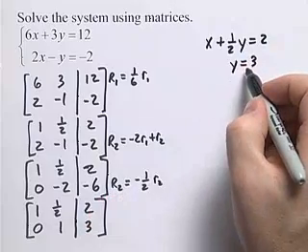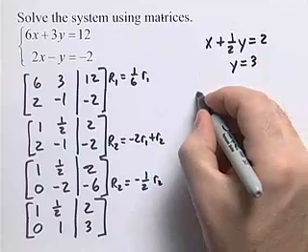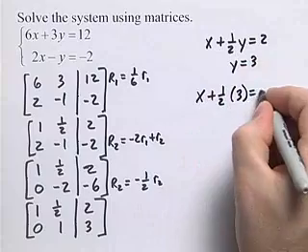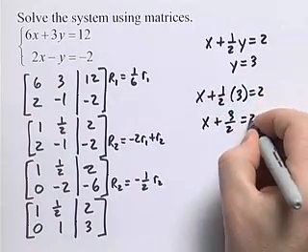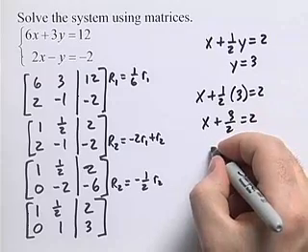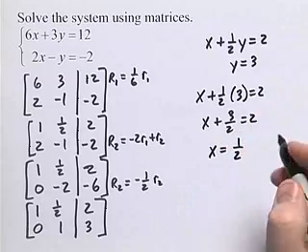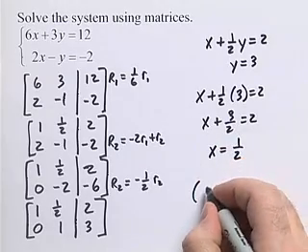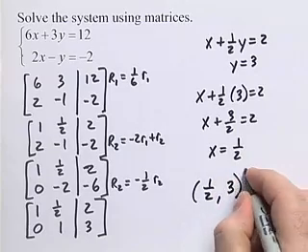Since we know y is equal to 3, we can substitute that back into this equation to find x. X plus 1/2 times 3 equals 2. So x plus 3/2 equals 2. We're going to subtract 3/2 from both sides. We'll get that x is equal to 1/2. Since x is equal to 1/2 and y equals 3, our ordered pair solution is 1/2 comma 3.